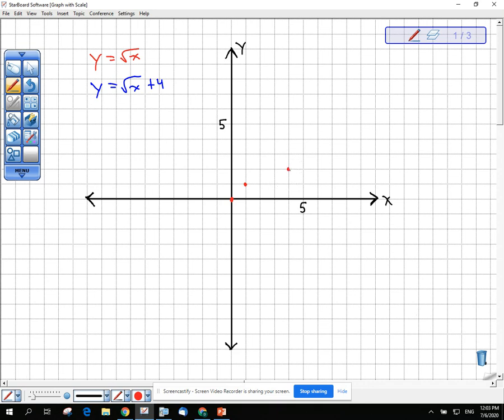So input 4, the output is 2. Plug in a 4 for x, square root it, your output, your y, is equal to 2. The next one would be 9. The next perfect square would be 9. So for 9, 3 would be here, okay?